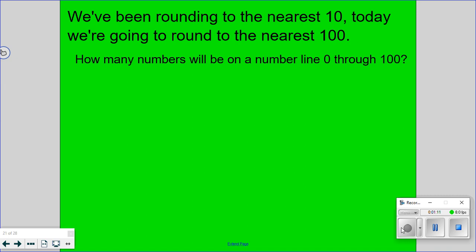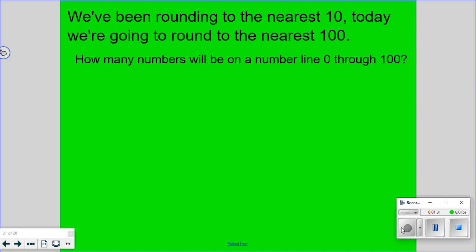Heidi, how many numbers were we looking at? 10. We were looking at 10 numbers. Now, did we write all 10 numbers down yesterday? No. We just knew they were there. We didn't have to write them, but we knew that they were there. Today, we're going to be using number lines that go from 0 to 100.